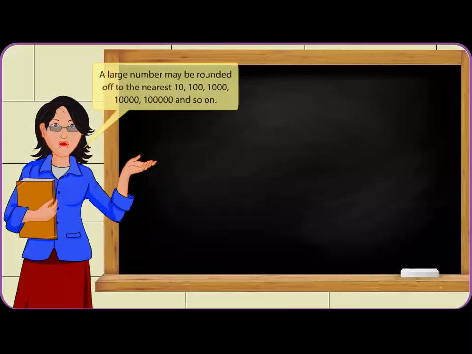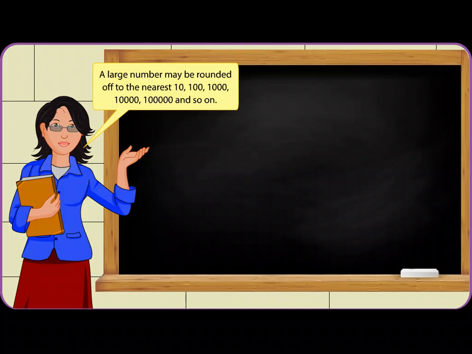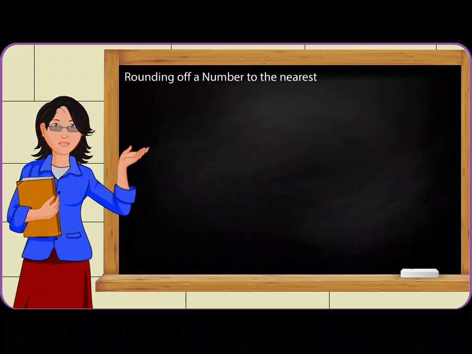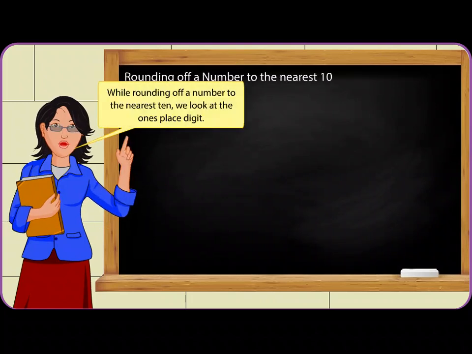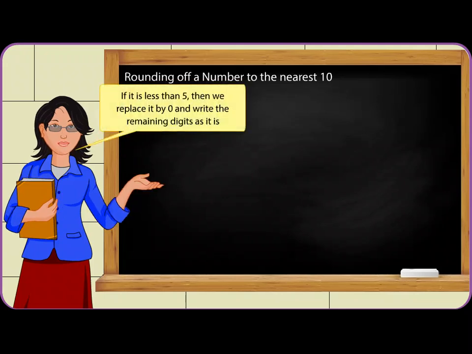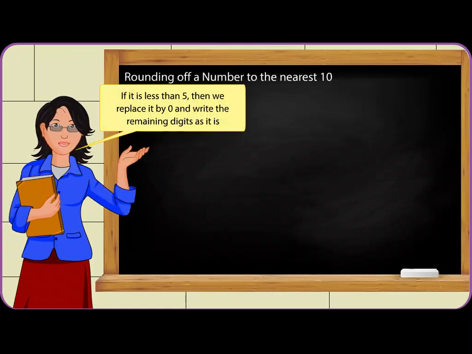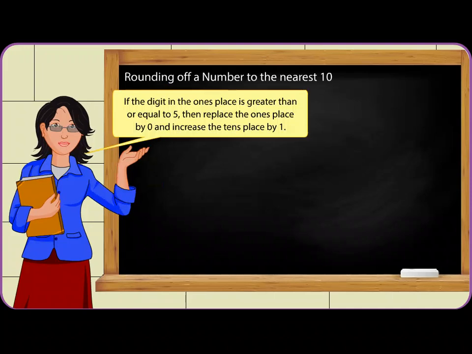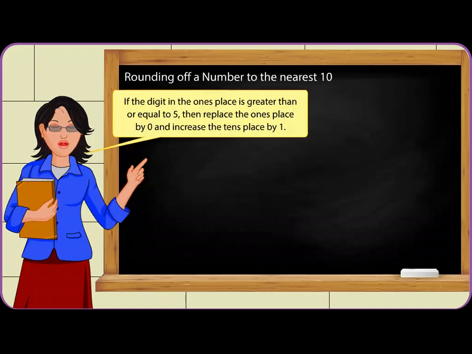Rounding off large numbers. A large number may be rounded off to the nearest 10, 100, 1000, 10,000, 1 lakh, and so on. Rounding off a number to the nearest 10. While rounding off a number to the nearest 10, we look at the ones place digit. If it is less than 5, then we replace it by 0 and write the remaining digits as it is. If the digit in the ones place is greater than or equal to 5, then replace the ones place by 0 and increase the tens place by 1.